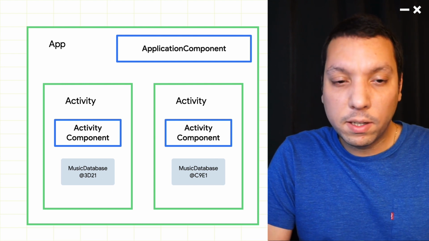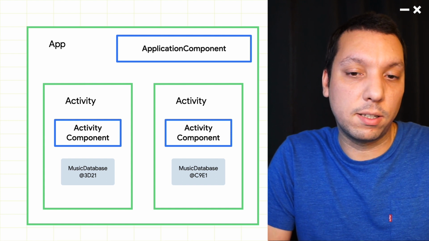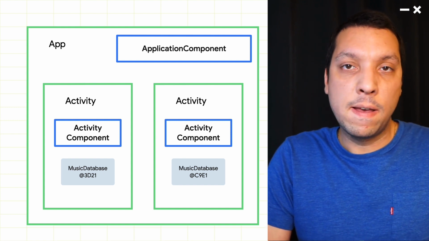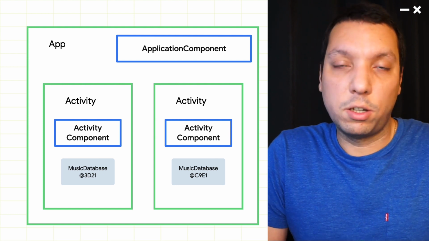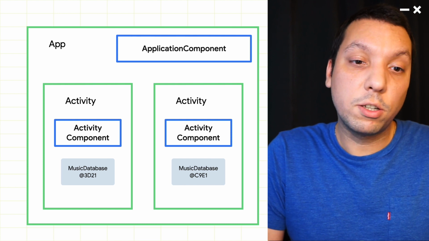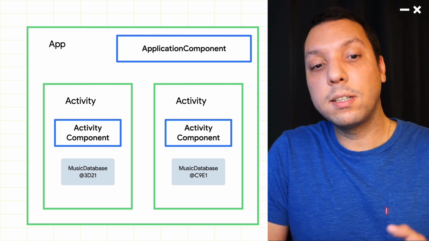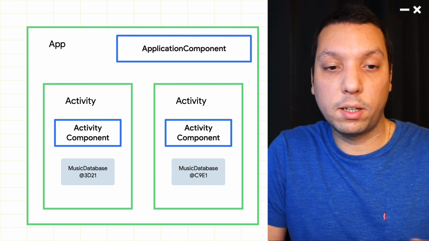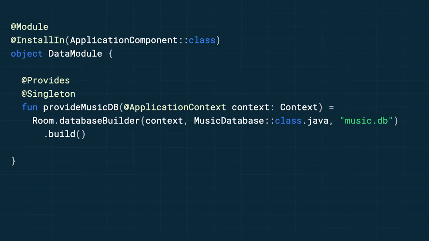But something interesting here is that we actually get two different music databases for this activity. And that's not quite right. You kind of want to share your database because you want to share that connection, you want to share some synchronization. So there are dependencies that you do want to share and have the same instance. And for that, what we use is something called scoping and scope annotation.